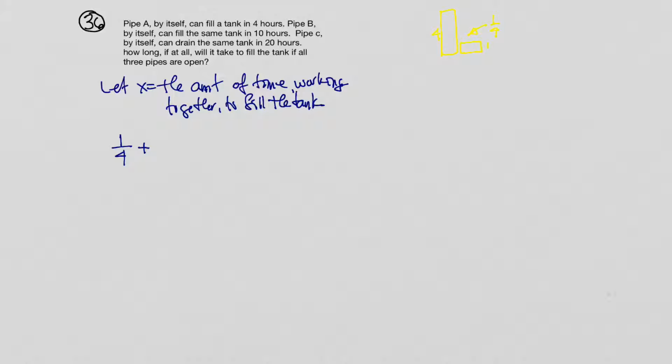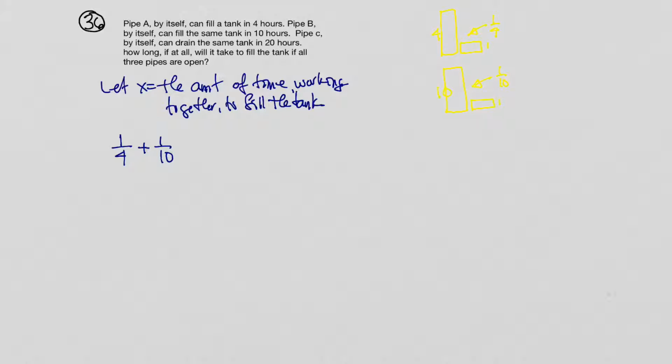Now B can fill the tank in 10 hours. So I'll draw that picture over here on the right. So here's B, that takes 10 hours. So in 1 hour, B can fill 1/10 of the tank. Let's write that over here. So B's contribution would be 1/10.